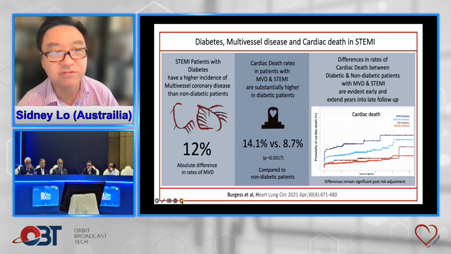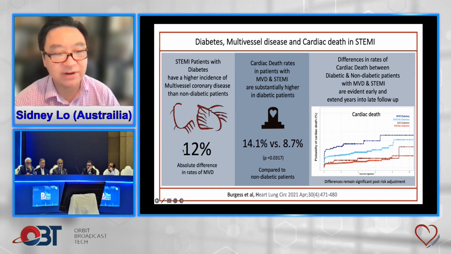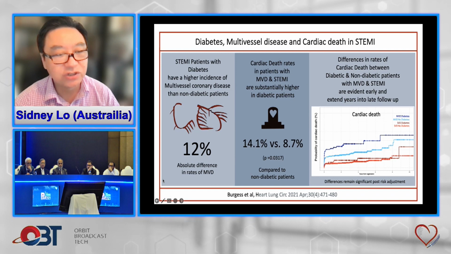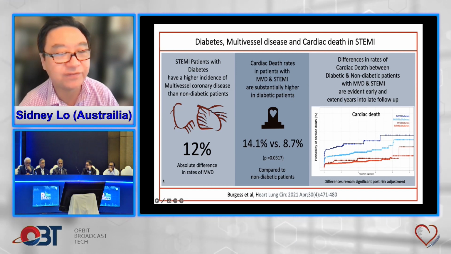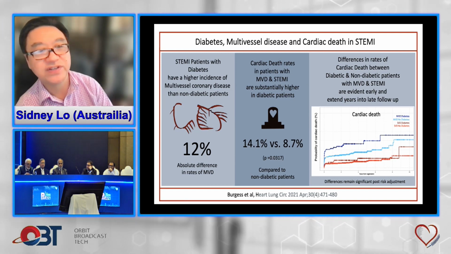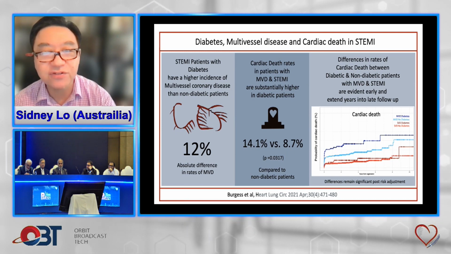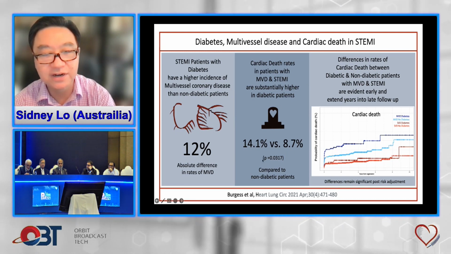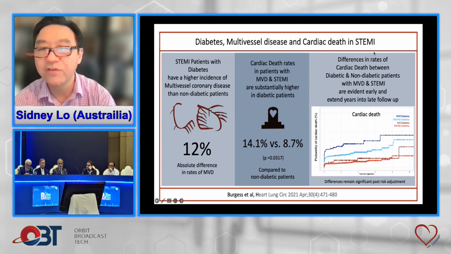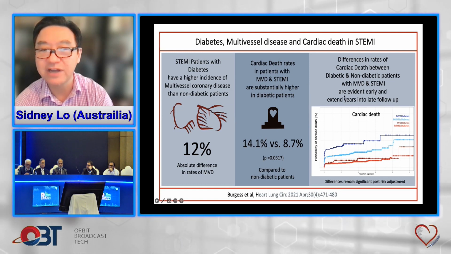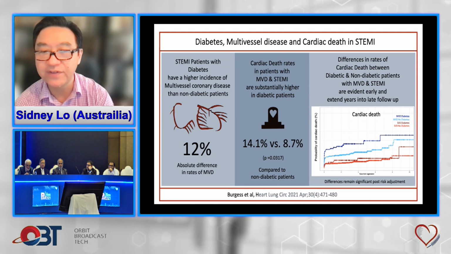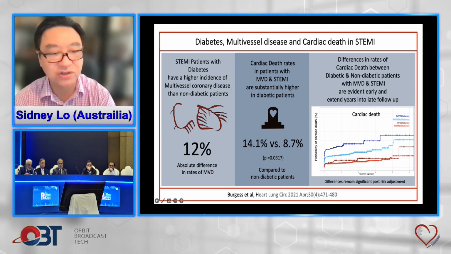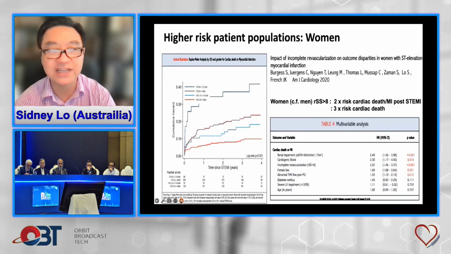Diabetes also increases the rate of multivessel disease. You can see here in our own observational cohort from our center, up to 10 years, 12% may have a difference in rates of multivessel PCI. Cardiovascular death rates in patients with multivessel disease and STEMI are higher in diabetic patients. Notice this rate is almost double. The difference in rates of cardiac death between diabetics and non-diabetics with multivessel disease and STEMI is evident very early, but extends to long-term follow-up, even over a 10-year period.